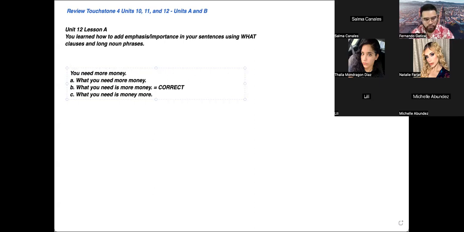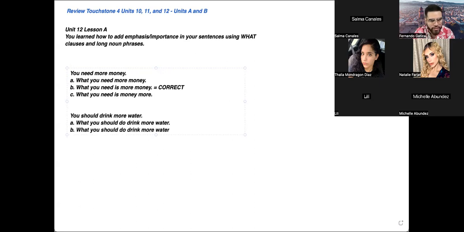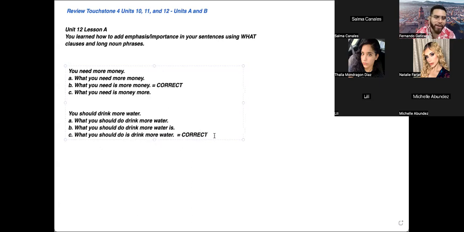Another example. You should drink more water. What you should do is drink more water. Which one is correct? C. That is correct. Lo que deberías hacer es tomar más agua. Okay, I'm gonna write one sentence.